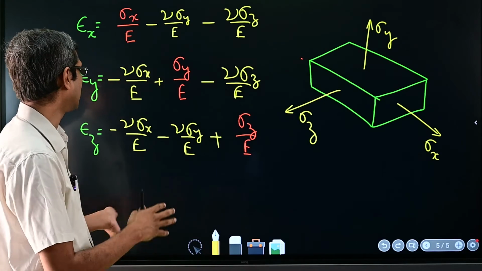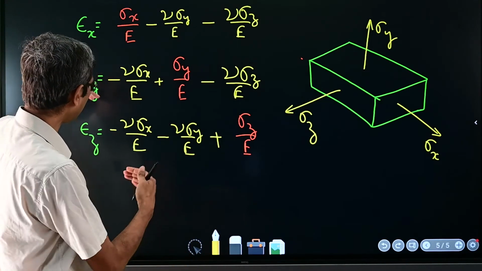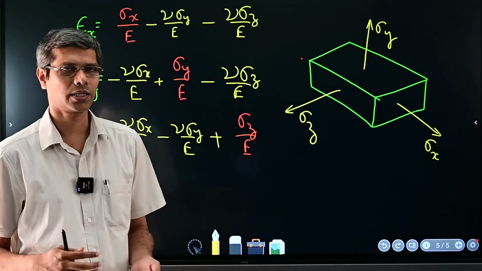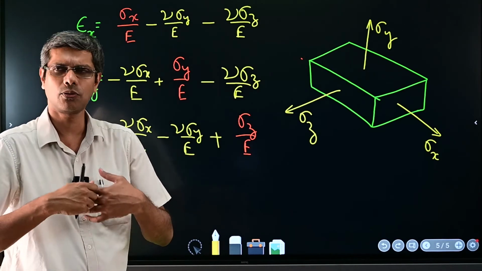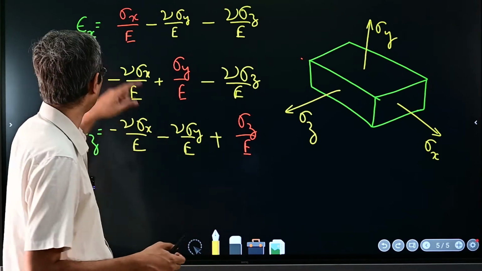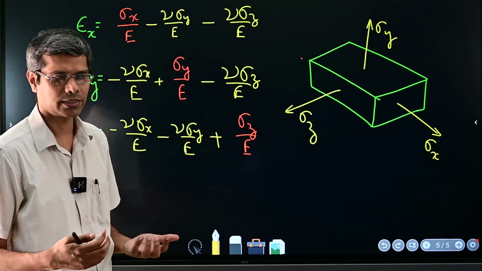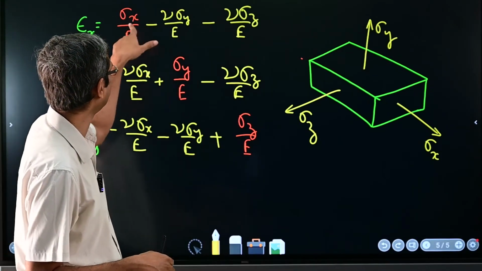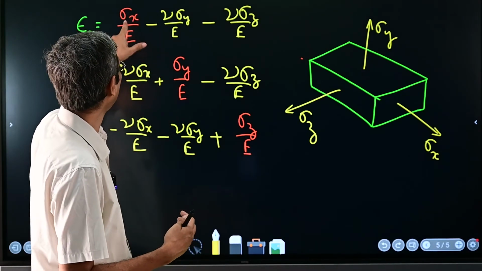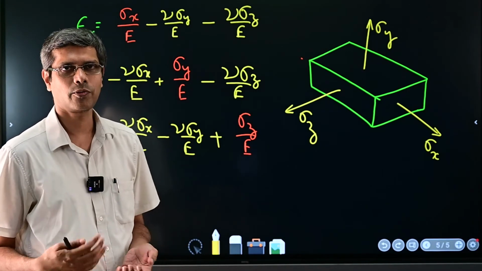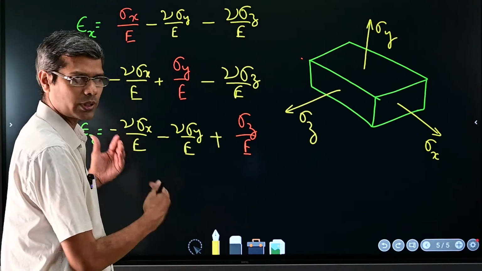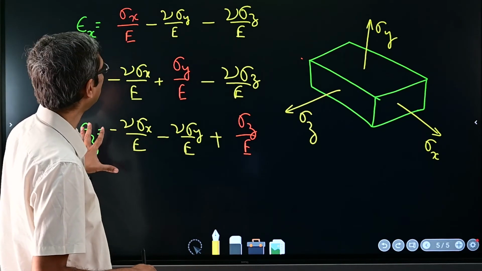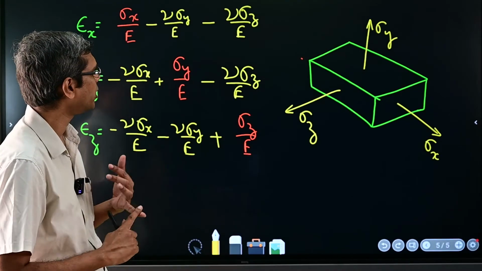In fact, there is another set of three equations for the shear strain, which we will write later. These are only for axial loading, which we are considering, so we are writing only the normal strains, epsilon x, y and z, resulting from the normal stresses sigma x, sigma y and sigma z, and the Poisson's ratio.